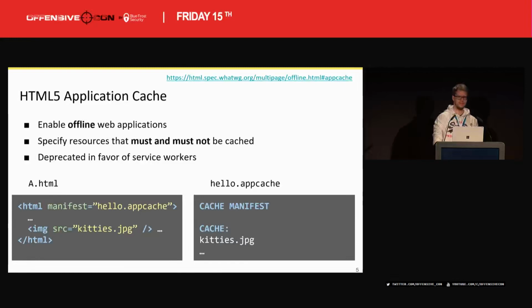Okay, so Ned didn't really tell you what the bug was that he found. So I'm just going to introduce that to you. And for that, I need to actually explain to you a bit what application cache is. It's a feature to enable offline web applications.